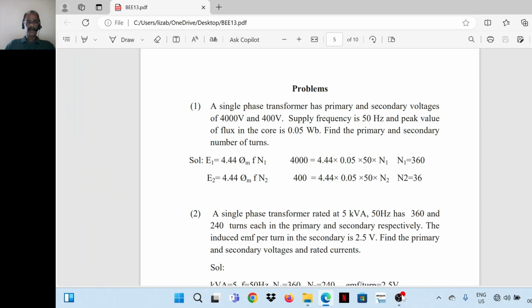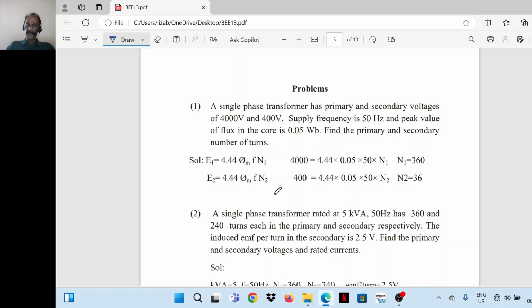So let's work out some examples. The first one: a single phase transformer has primary and secondary voltages of 4000 volts and 400 volts. Supply frequency is 50 Hertz and peak value of flux in the core is 0.05 Weber. Find the primary and secondary number of turns. So the equation for induced EMF is E1 is equal to 4.44 f phi m N1 and E2 is equal to 4.44 f phi m N2.